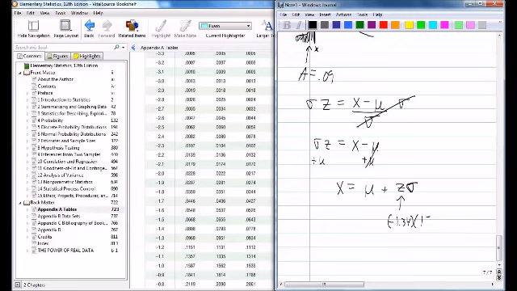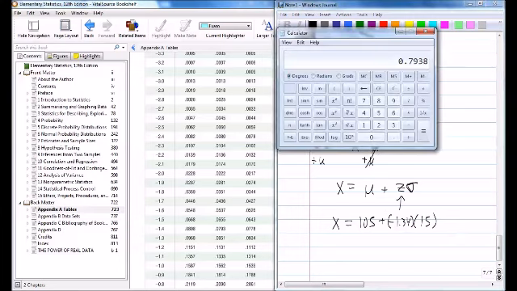What was our standard deviation given in the problem? 15. What was our mean given in the problem? 105. Work that math problem out. Probably be easiest to multiply this first. So 1.34, make it negative, times 15, and now add 105 to that.